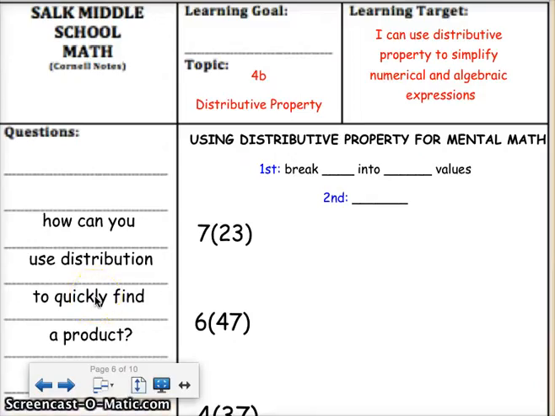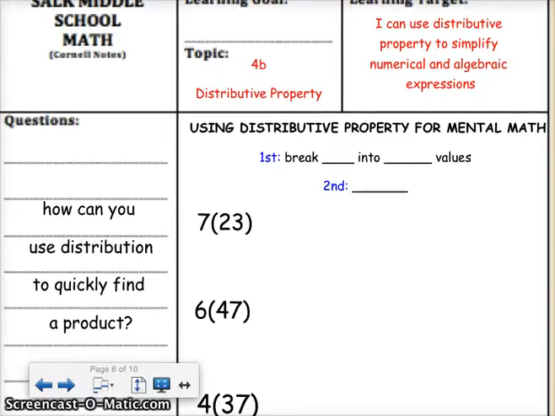Now we're going to do what we did yesterday with our properties, where the purpose of the properties allowed us to calculate fast mental math facts. The thing with the distributive property is you break numbers into their place values. So you're going to break numbers up into their place values and then multiply, actually distribute through.